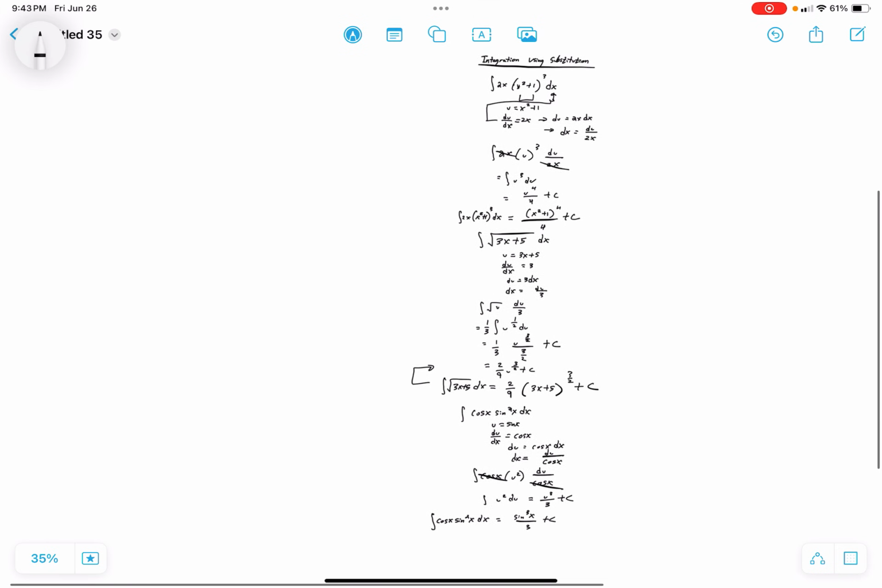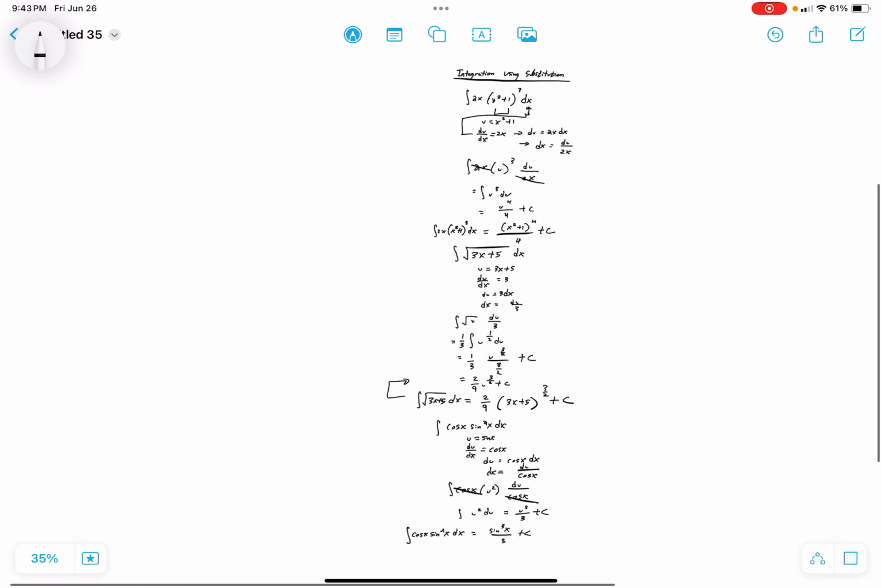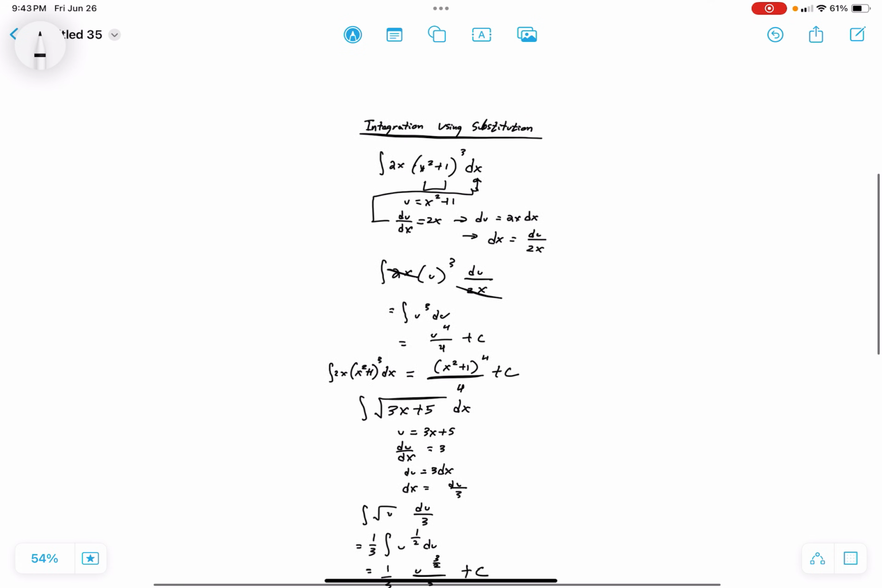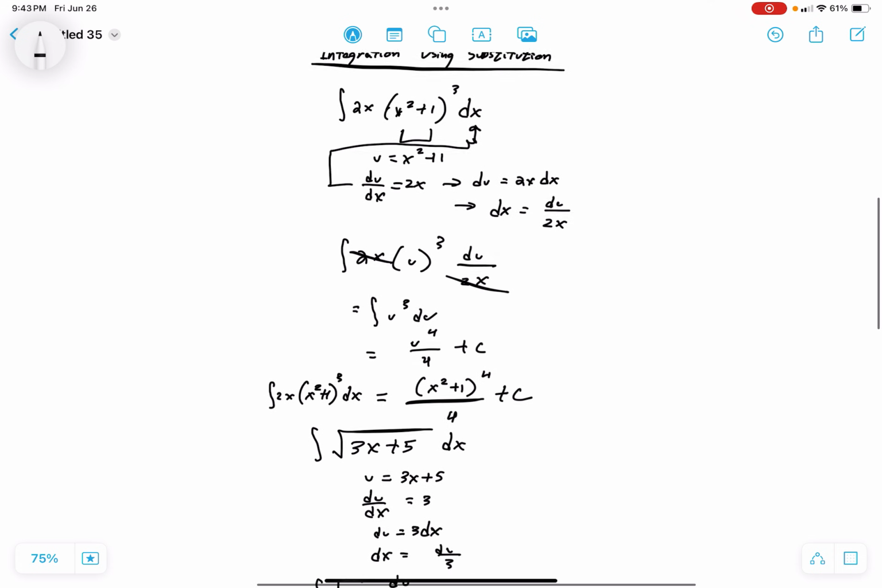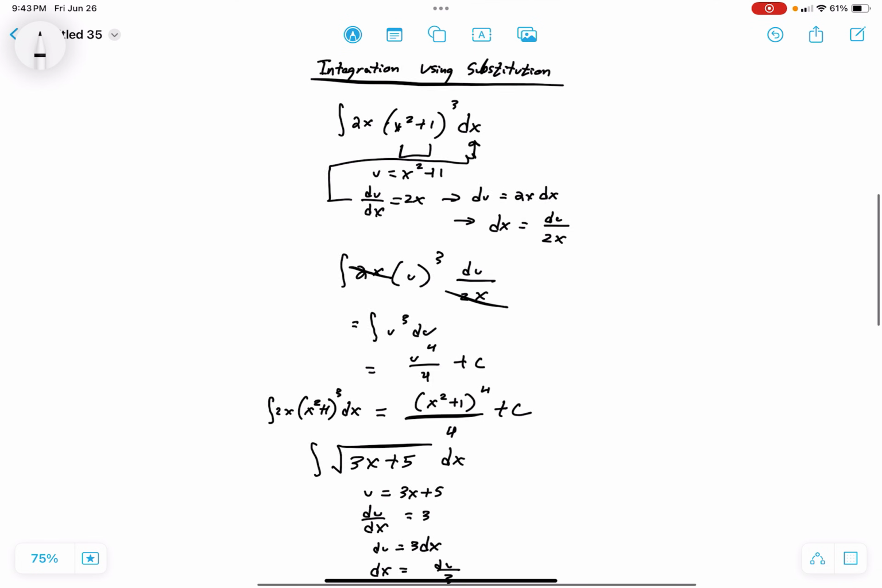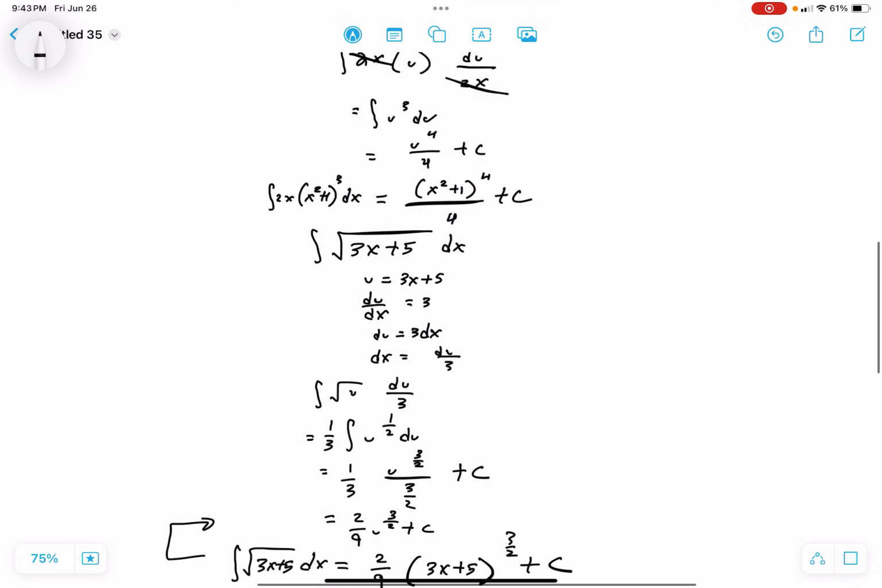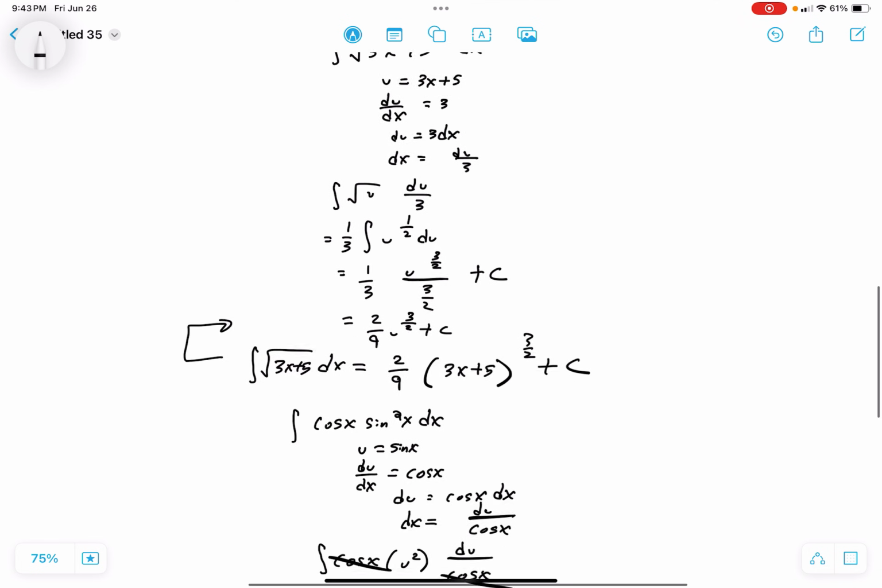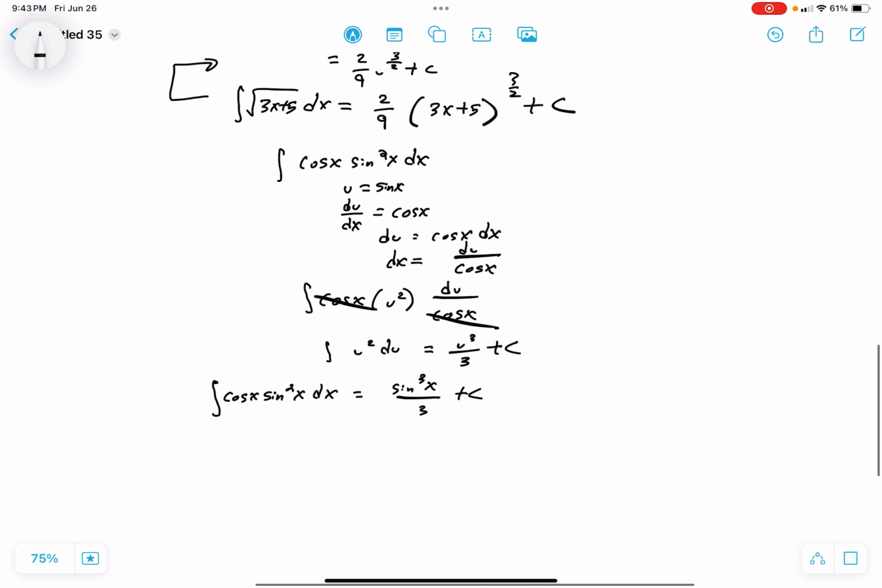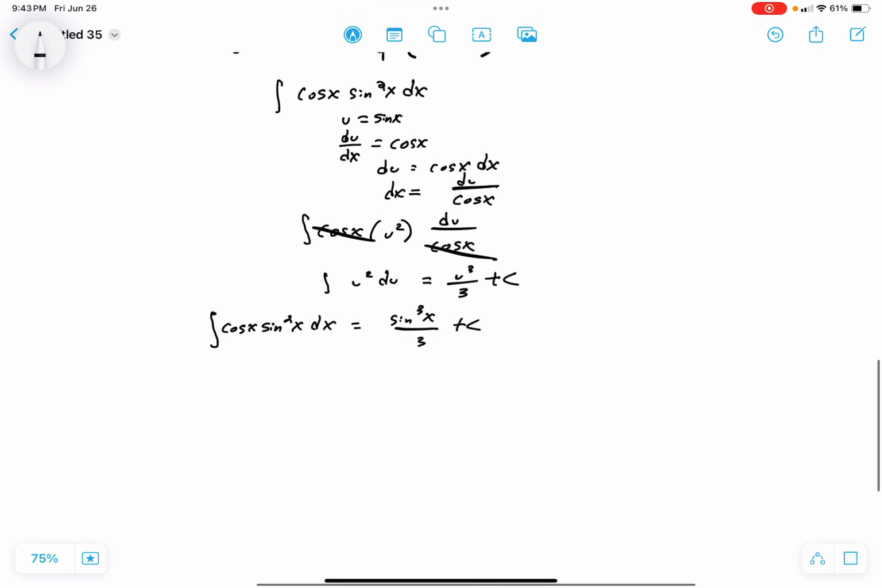I'm going to have to zoom pretty far out. Here were the 3 problems we did, and now I'll scroll down. So we started all the way up here. We had 2x times x squared plus 1 cubed. We had the square root of 3x plus 5. And we finished off with my favorite, cos x times sine squared x dx.